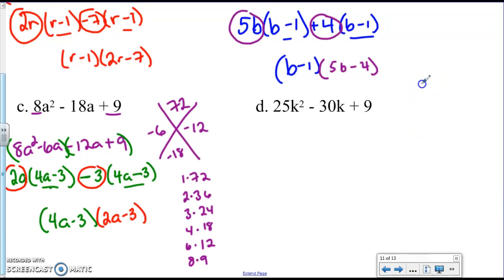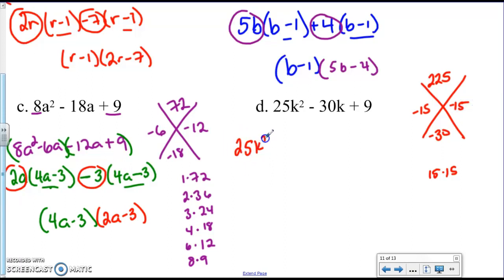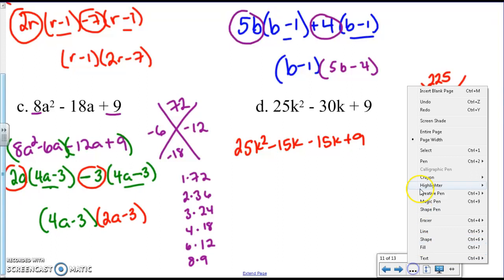Okay, one more, and this is actually a special pattern here. 25 times 9 is 225. And negative 30 goes on the bottom. I actually happen to know that 225 is a perfect square, and it's 15 times 15. So if I use negative 15 and negative 15, I can go ahead and do AC split. So 25k squared minus 15k minus 15k plus 9, and then make my two groups.